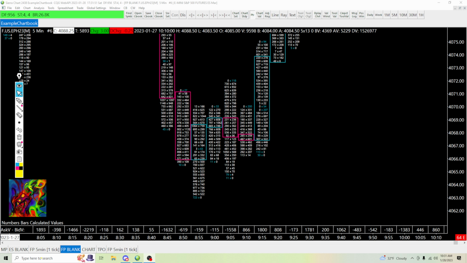Hey guys, wanted to make a video on the footprint, what it is, and what context you can derive from it. So first off, what the footprint is essentially is a historical view of the tape and/or the depth of market. And so we're seeing all the orders, where they're happening, where people are positioning, and what's actually going on inside each bar, right?